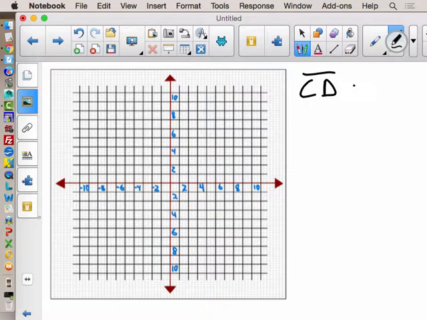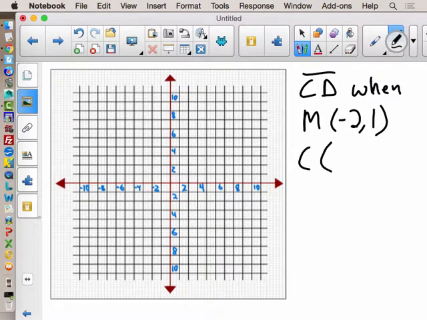When they tell us my midpoint is actually -2, 1, and C is actually -5, 7. We don't know what D is yet. We've got to figure that out.